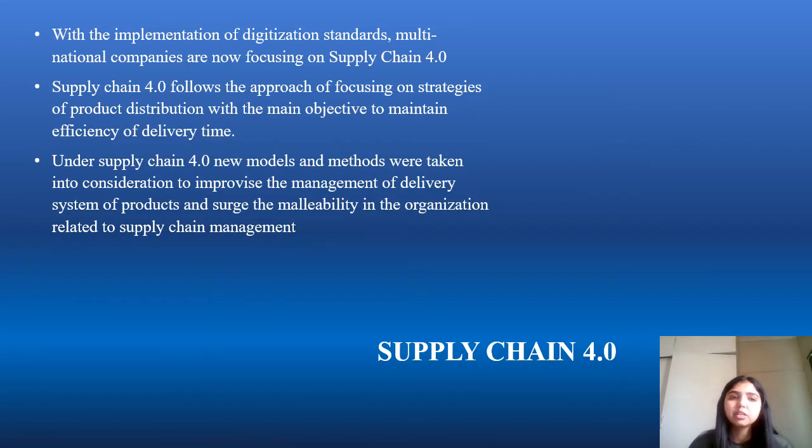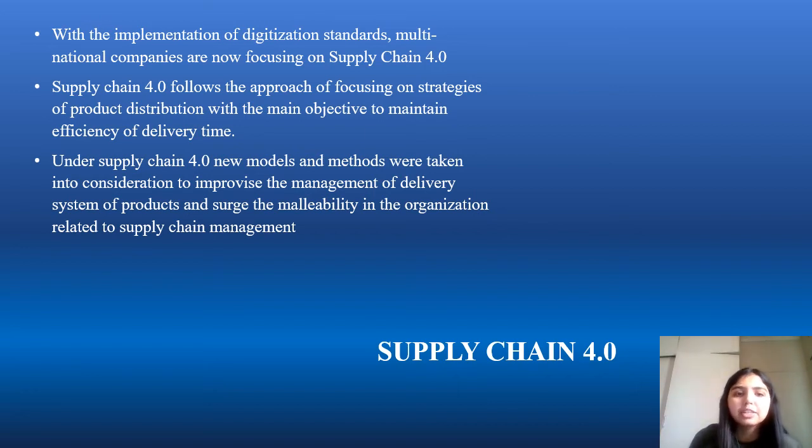So in supply chain 4.0, we are implementing the digitalized standards. Multinational companies are now focusing on supply chain 4.0 as we have a number of digitalized standards available in this. Supply chain 4.0 follows the approach of focusing on strategies of product distribution with the main objective to maintain efficiency. So basically we are trying to focus on delivery time. We are trying to focus on the strategy of delivering the product to the customer in less than the expected time. So this is the main important thing that we follow in this. That's why we are saying that it is a rapid approach.